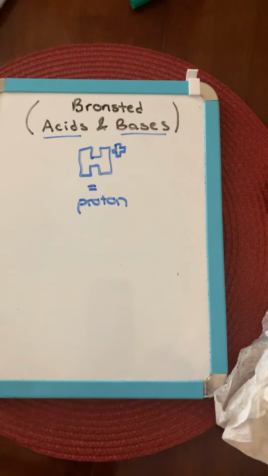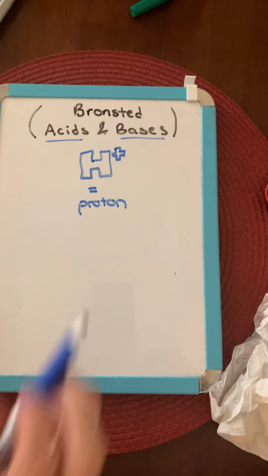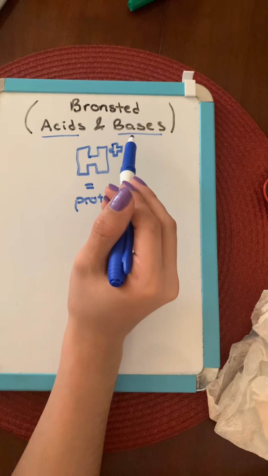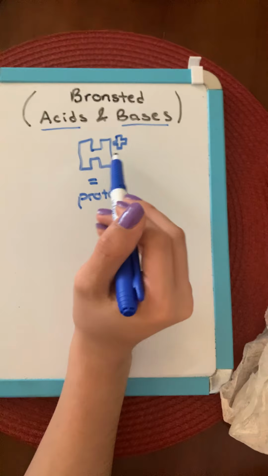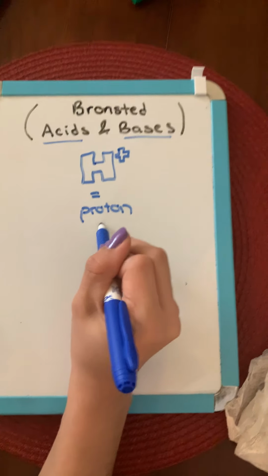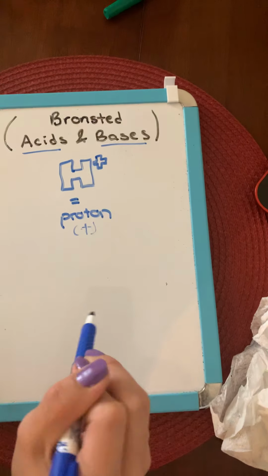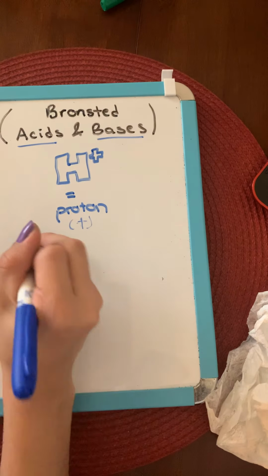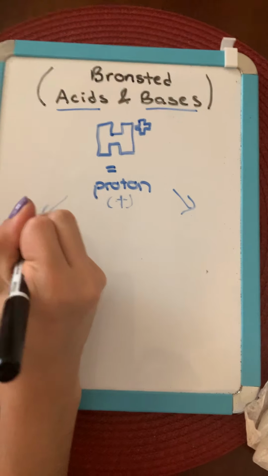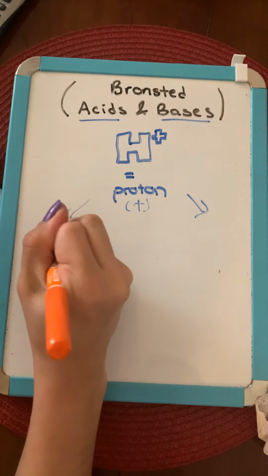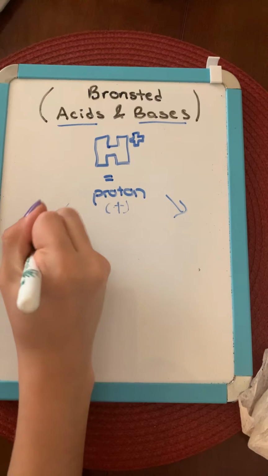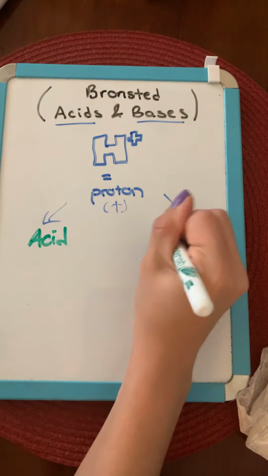The main thing you have to know is the difference between a Bronsted acid and a Bronsted base. With this concept, we're going to be dealing a lot with hydrogen ions, or the same thing as a proton, because remember that has a positive value. So they're interchangeable. Let's break it down into acids and bases.